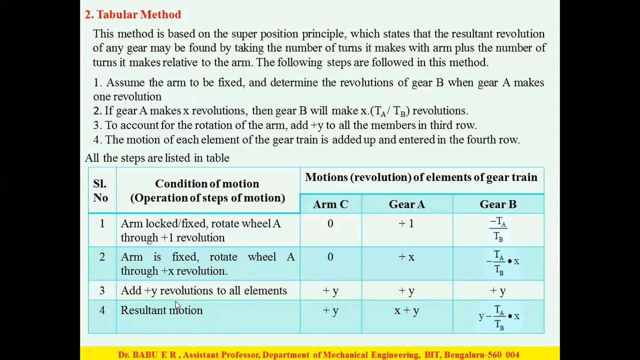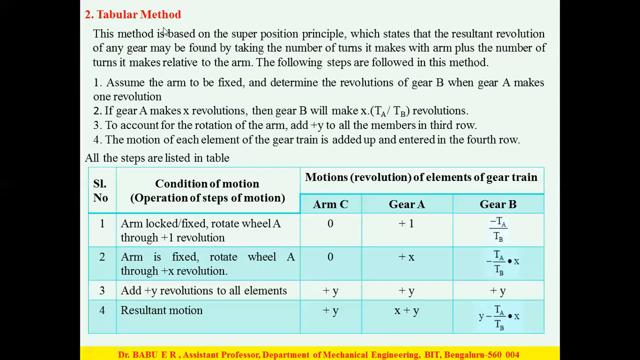Now the last step is you have to find out the resultant motion. In order to find the resultant motion, you have to add the second row and the third row. Add these two, 0 plus y, it becomes y. Add these two, it becomes x plus y. Add these two, it becomes y minus TA by TB into x. So this is the procedure which is followed in the tabular method.